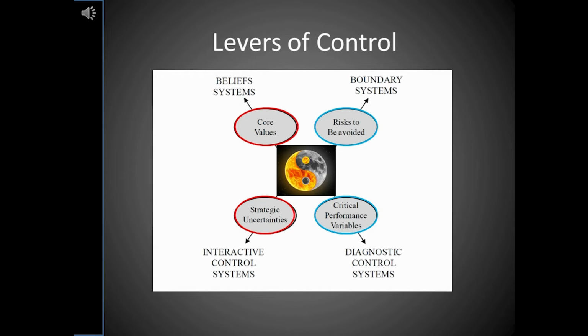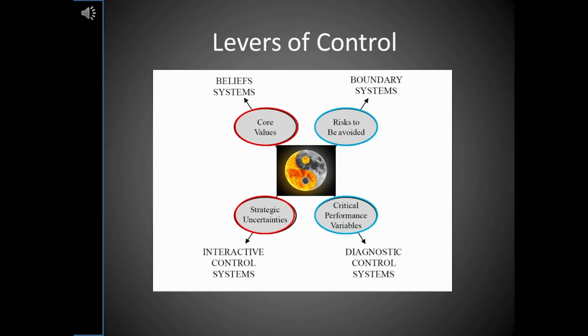Let's move 30 years ahead to 1995. Robert Simons introduced a system called levels of control. In his view, business strategy is what results from what he referred to as four types of systems, namely belief, boundary, interactive, and diagnostic control systems.